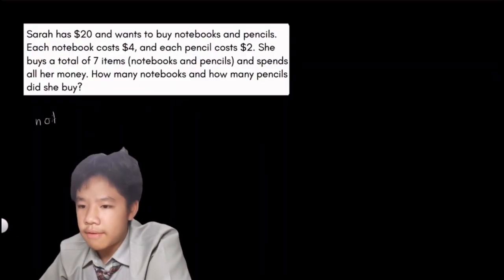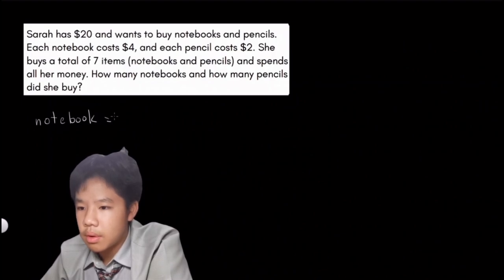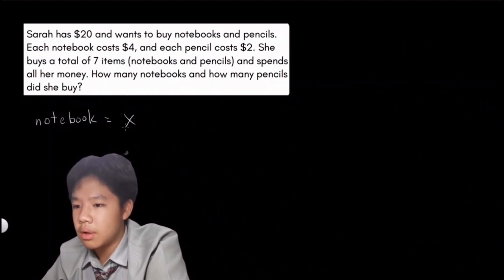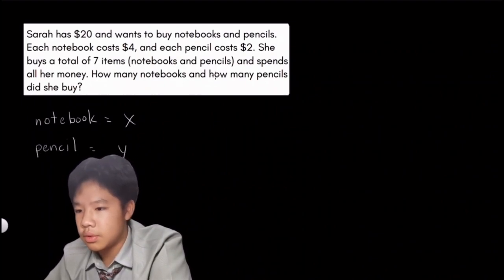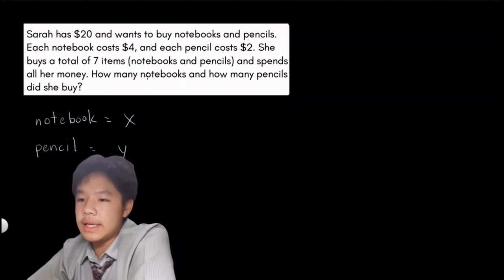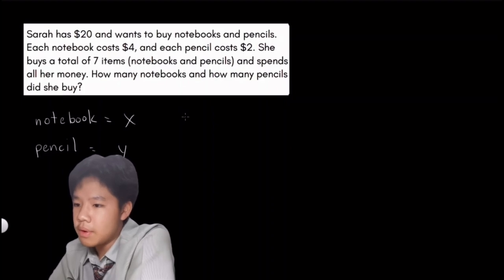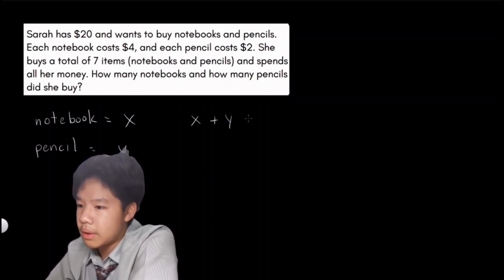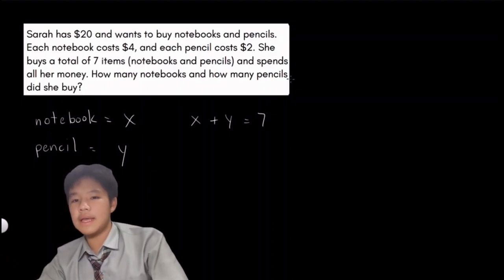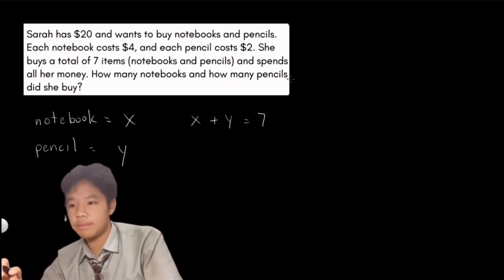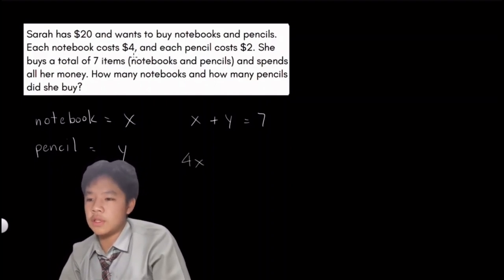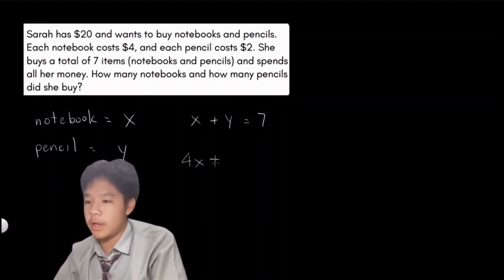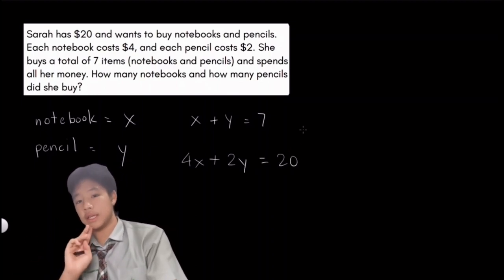So right now, the things you have are: notebook equals x, and a pencil equals y. So it says that she bought a total of 7 items. Therefore, x plus y equals 7. Now that is our first equation. So we can write our second equation as 4x, so $4 per notebook, plus 2y, so $2 per pencil, equals $20. Now this is our second equation.